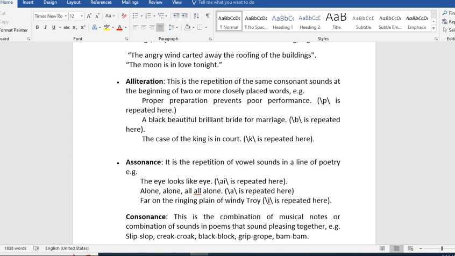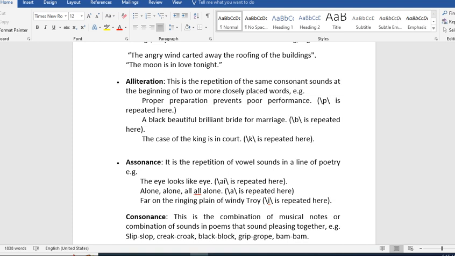Also, alliteration. This is the repetition of the same consonant sounds at the beginning of two or more closely placed words. For example, proper preparation prevents poor performance. We have the repetition of p here. A black, beautiful, brilliant bride for marriage. There's repetition of the b sound. The case of the king is in court.